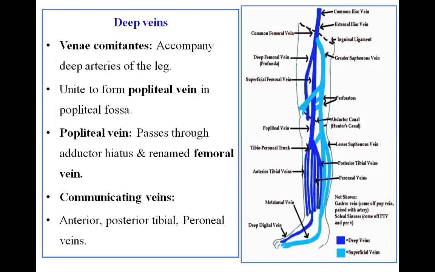Deep veins, they are vena comites. They accompany the deep arteries of the leg. These vena comites unite to form the popliteal vein in the popliteal fossa. The popliteal vein passes through the adductor hiatus and enters the femoral triangle, and here it continues as the femoral vein. The other deep veins are the anterior and posterior tibial veins and the peroneal veins. So these are the deep veins: popliteal vein, femoral vein, anterior and posterior tibial veins, and the peroneal veins.